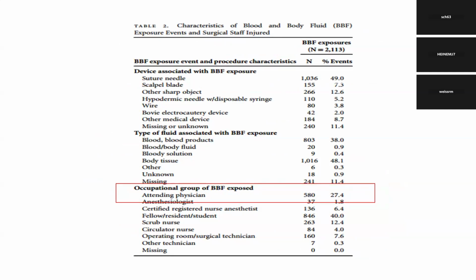This is similar data to prior, but really just showing the occupational group of those who were exposed. Attending physicians are actually the second most reported incidence of exposures. The most is a fellow or resident or student, which is by far the highest job title of who is likely to experience this.